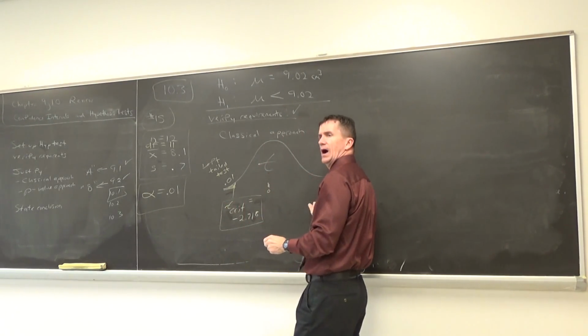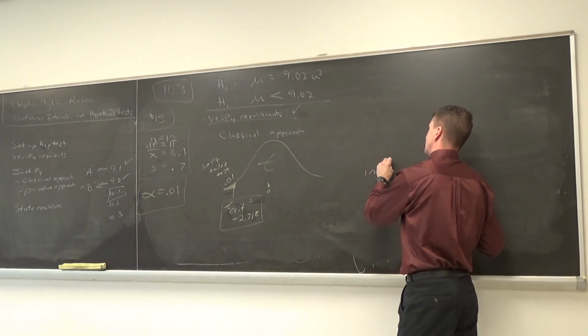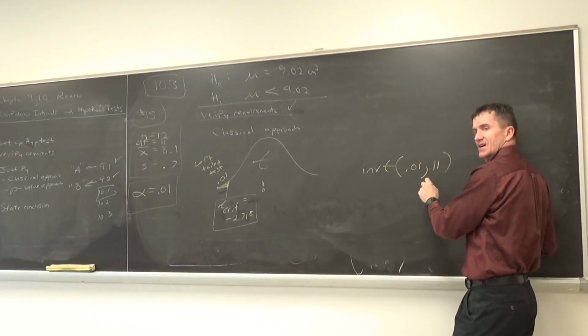Now, some people go, I've got a cool new calculator. Well, then you'd have to hit inverse T, 0.01, comma, 11 on your calculator. And it'll give it to you.